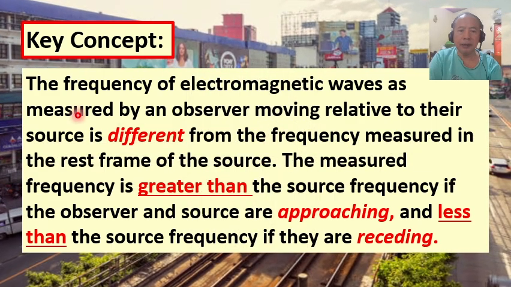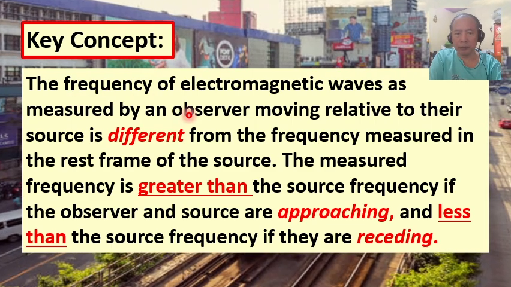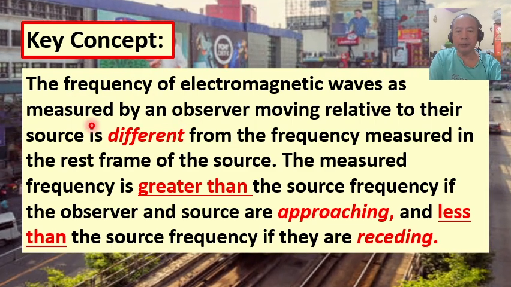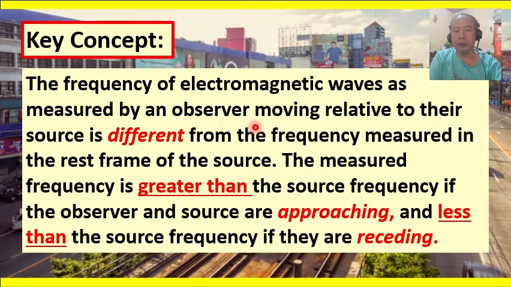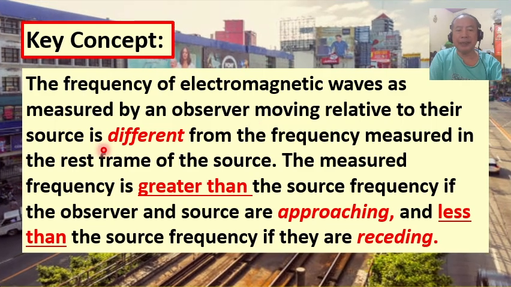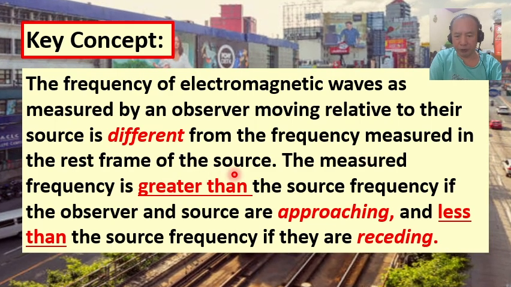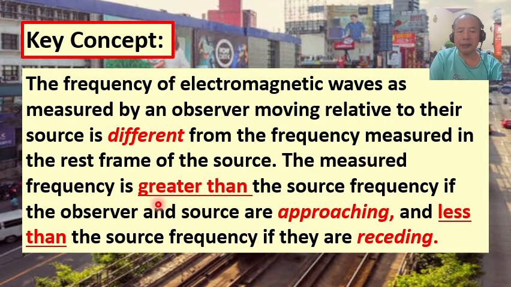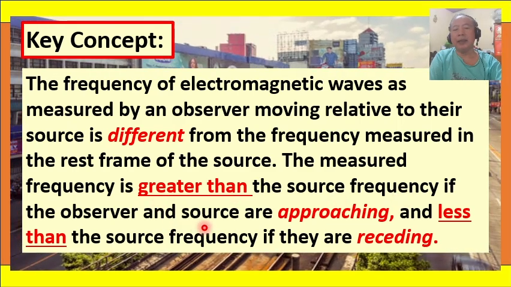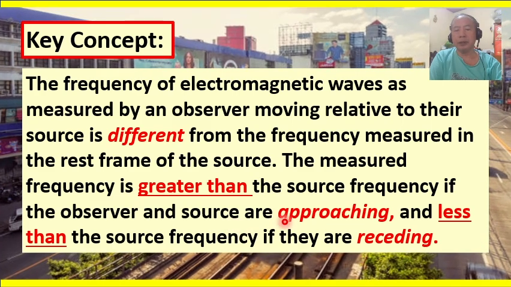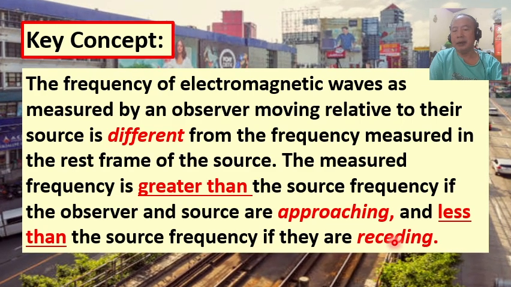So before we end, let's emphasize the key concept that we applied in this problem. The frequency of electromagnetic waves as measured by an observer moving relative to their source is different from the frequency measured in the rest frame of the source. The measured frequency is greater than the source frequency if the observer and source are approaching, and less than the source frequency if they are receding.